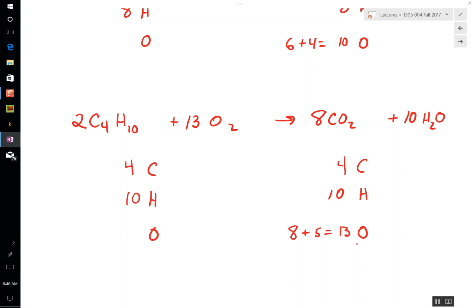All right, I want to move on now to mass calculations. Some of these get a little bit more difficult. There's lots of different things in there.